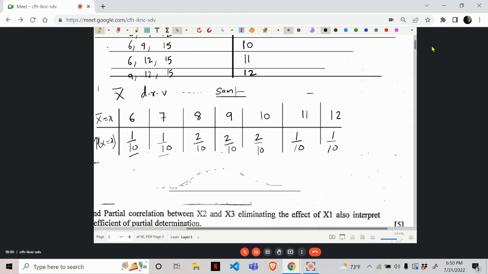What is the formula for the mean? Summation sigma x_i. Yes, sir. And I guarantee the answer is 9, because the sample mean is the unbiased estimate of the population mean.